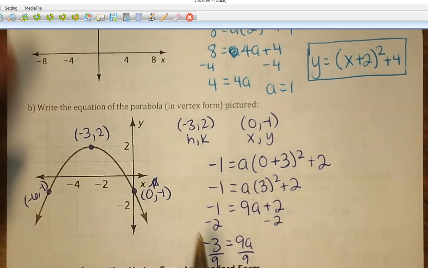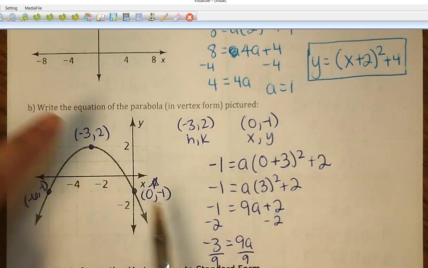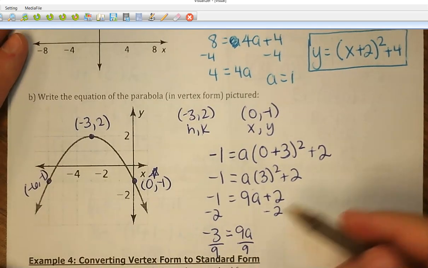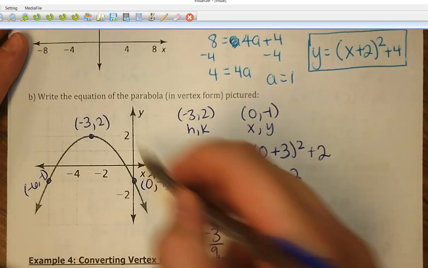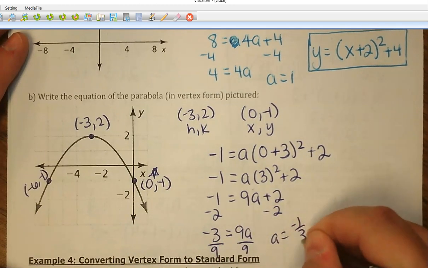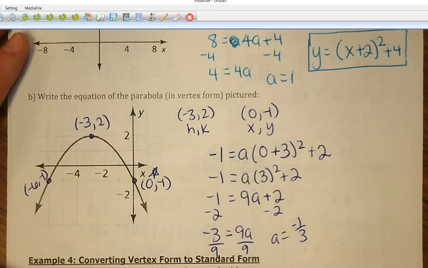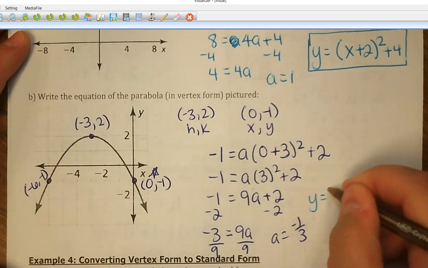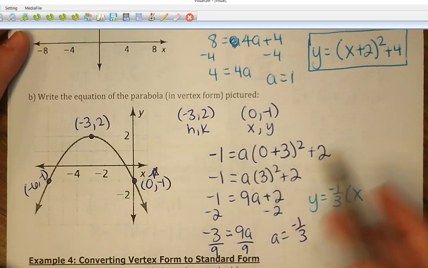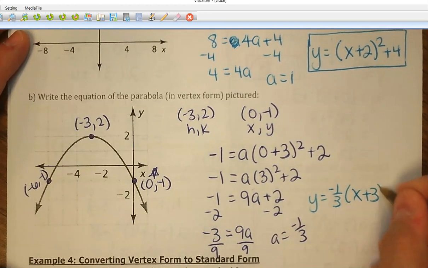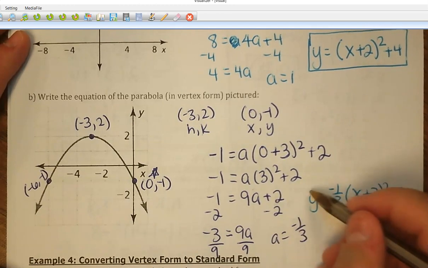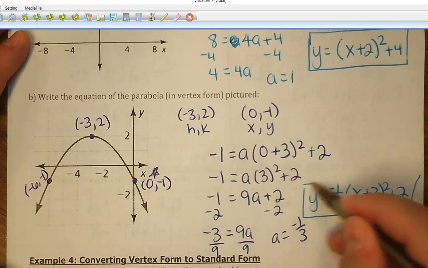Now, you can see this graph is wide, so I know that my a value should be something between 0 and 1. It's negative because it's going to turn upside down here. This is going to reduce to give us an a value of -1/3. So to go ahead and write the equation, we're going to put that -1/3 in front of the parentheses. And then this will look similar, so it's going to be x plus 3 squared plus 2. And that's your equation in vertex form.